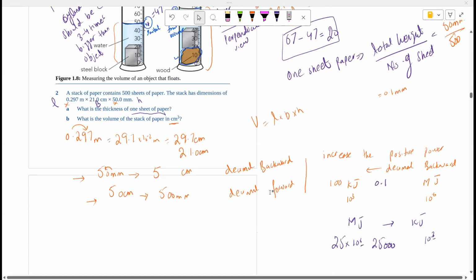Nothing to worry about. Similarly, if we are going from 10 to the power of 3 to 10 to the power of 6, what do we have to do with the decimal? Move it backward. As much power as we are moving, from 3 to 6, what is the difference? 3, which means we'll move 3 decimals backward. Similarly, if we go from 6 to 3, again what is the difference? 3. So we will move 3 decimals forward. So what did 25 become? 25,000, because I moved 3 decimals forward. 100 kilojoules became 0.1 megajoule, because I moved 3 decimals backward. Okay?